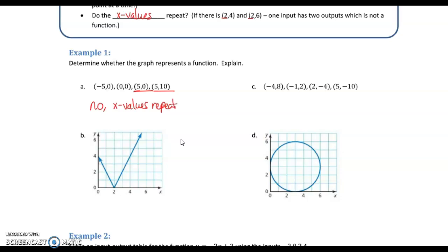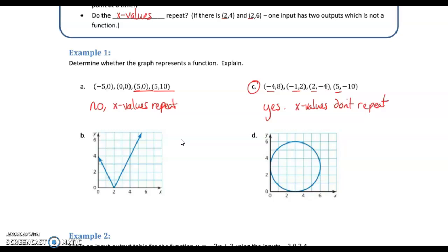Okay, let's do C next. I know we're going a little out of order, but is it a function? All right, and we're going to say yes, because when you look at the x values, each x value is different. So each x value is unique, and there's no input that has 2 different outputs. So yes, and I'm just going to keep it really easy here and say the x values don't repeat.